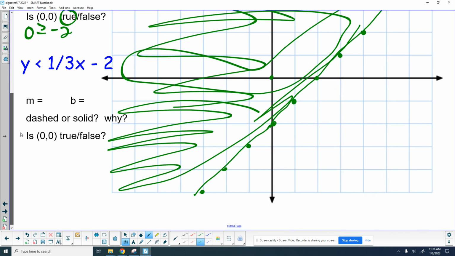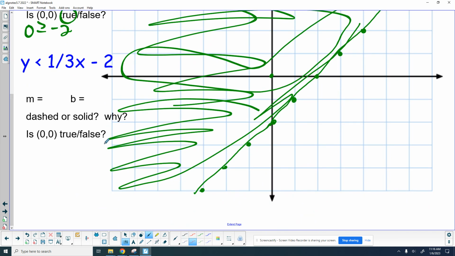All right, so now let's do the other one. We'll change colors. Okay, so slope is 1/3 and b is -2. So same b. And I'm going up 1, right 3, up 1, right 3, or down 1, left 3, down 1, left 3. It is a dashed line because there's no equal to. So I'm just going to dash it up a little bit.